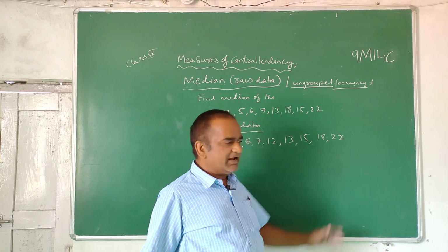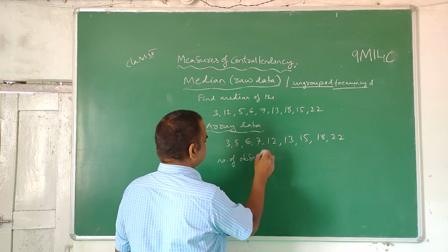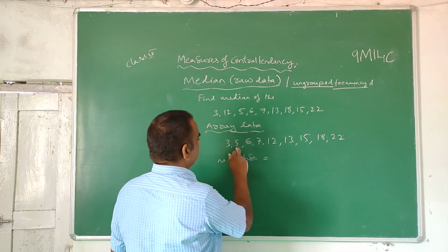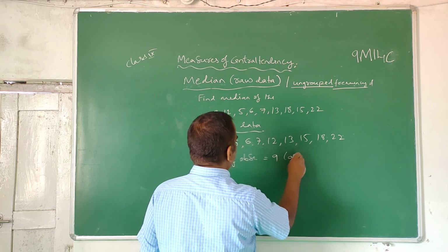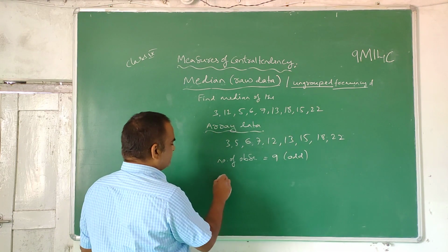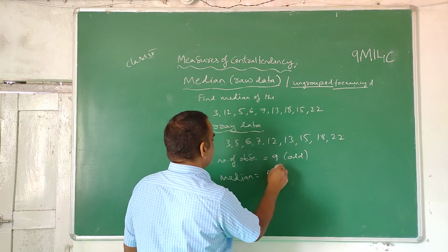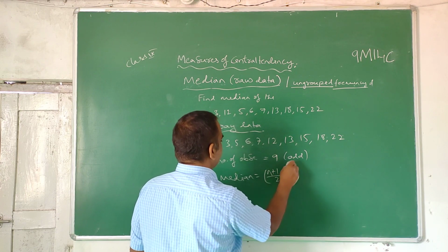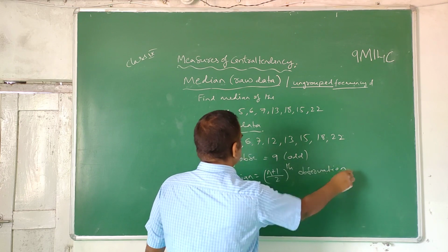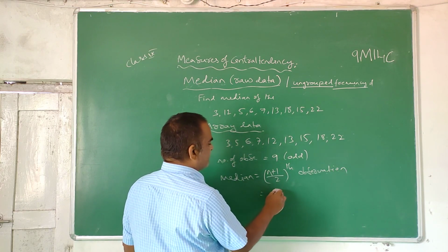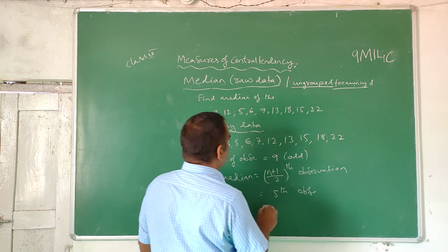So you have to take the array data and count the number of observations. The number of observations: 1, 2, 3, 4, 5, 6, 7, 8, 9. So it is 9, which is an odd number. Therefore, what is the median? As I just discussed, when n is an odd number, the (n+1)/2th observation would be the median. So (9+1)/2, 10/2, which is the 5th observation.